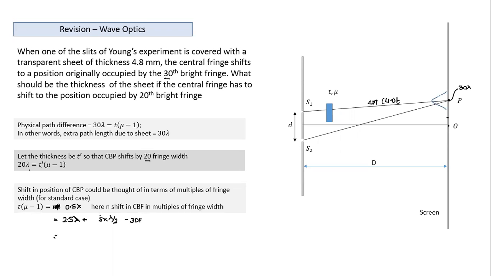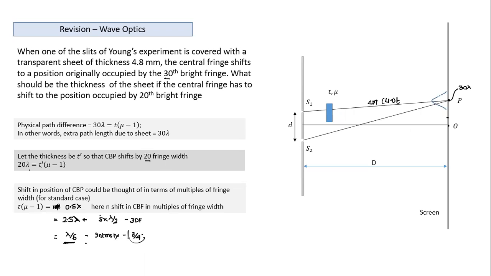And what happens if it is equal to lambda by 6? How far will it shift? Lambda by 6 corresponds to what intensity of light? Lambda by 6 is equivalent to an intensity that is 3/4 of the maximum intensity. So if I introduce a sheet for which this term evaluates to lambda by 6, it will shift to a point where the earlier intensity was 3/4 of the maximum intensity.